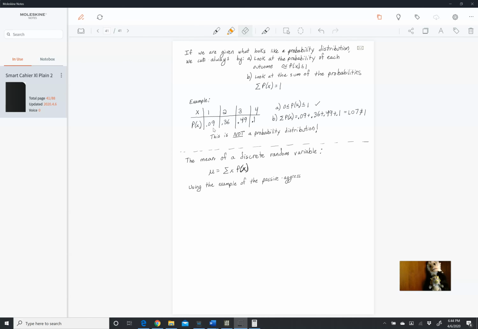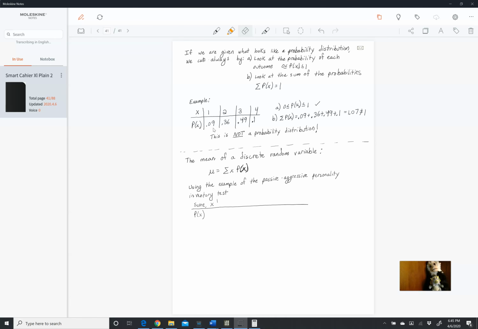This is what we did at the beginning. We called it a personality inventory test. So I'm just going to rewrite the probability distribution here, just so that you have it again on this page and you don't have to go back to the previous page. So we had the score, which was x, and then we had the probability of x. I'm going to do it horizontally.